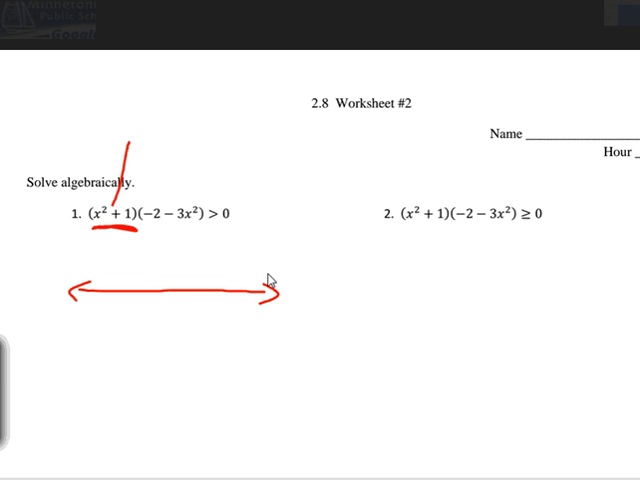All right, so I got to try to figure out where the roots are for this and do it that way. X squared plus 1 equals 0. X squared equals negative 1. Square root, oh, square root of a negative. I won't be able to find roots for that.